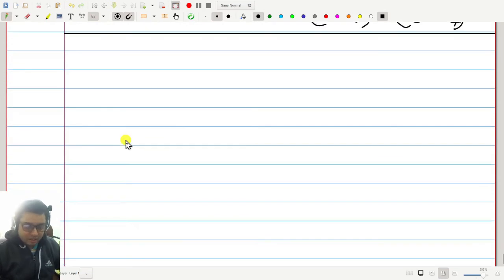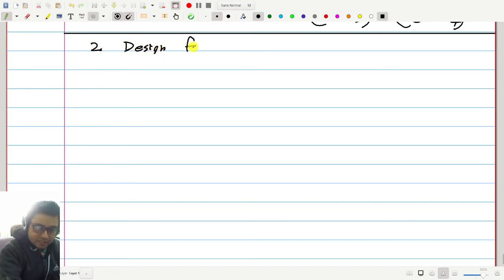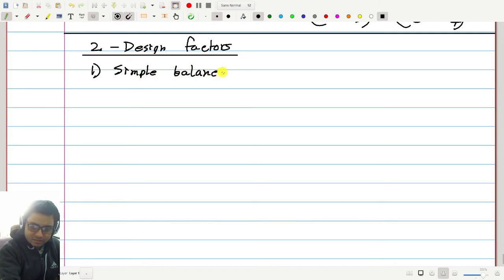But two things are important to know, that while designing a bridge, two factors are important. Okay, two design factors. Number one, the balance equation should be simple. Okay, simple balance equation. And number two, it should be easy to be balanced in practice, in the lab. Okay, easy to balance.